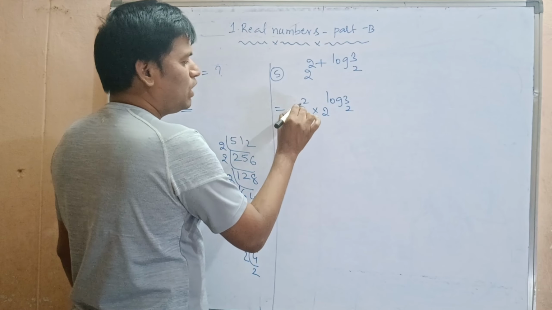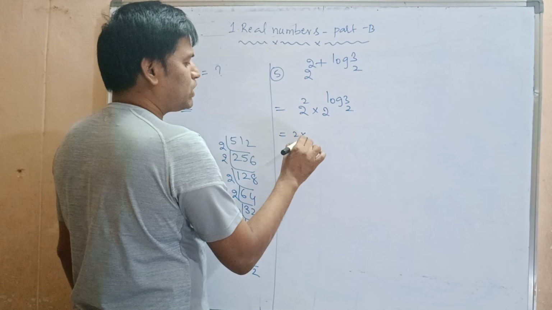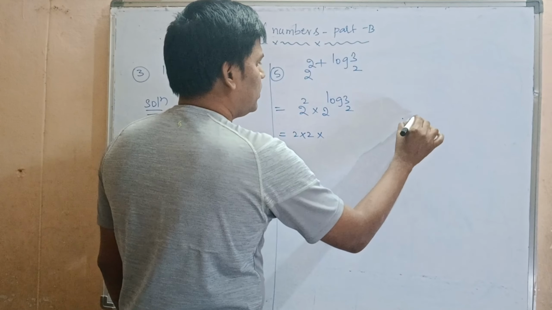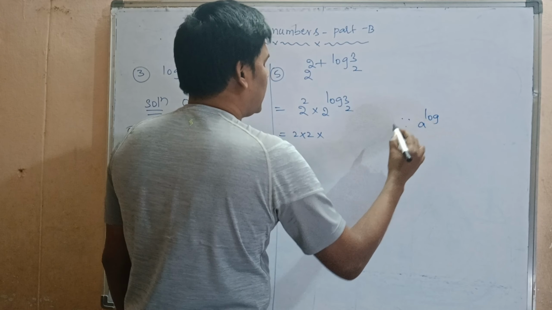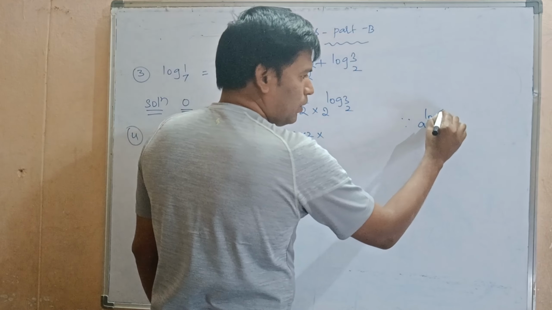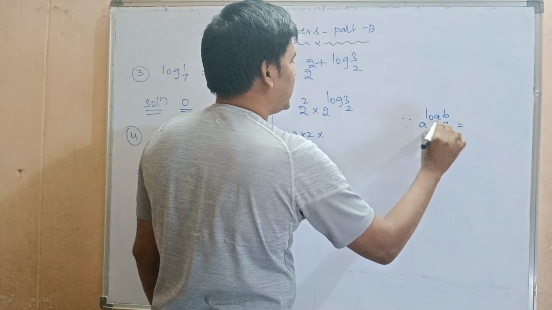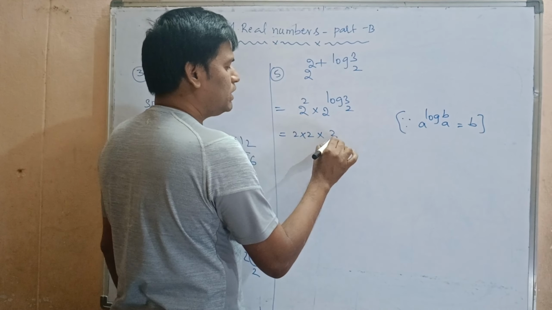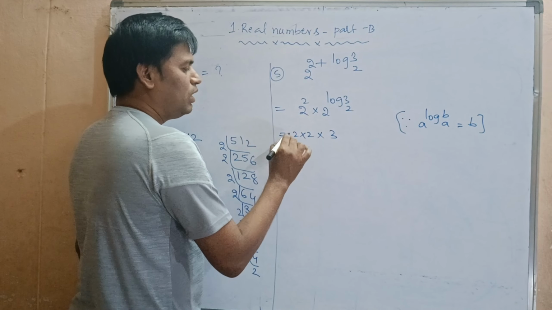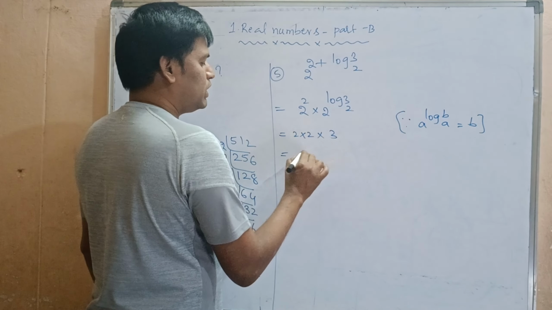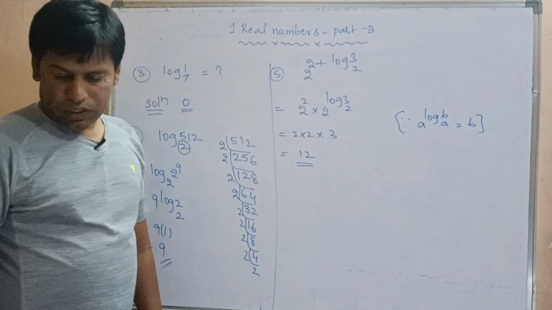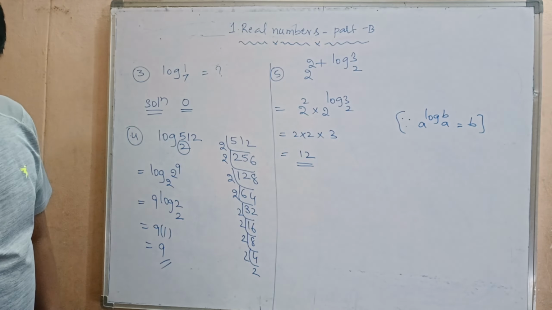Now you can observe here 2 square is equal to, I am writing as 2 into 2 into, here also one formula is there. What is that one? A power of log b base a is equal to b only. So in the form I am taking here, that is 3 only. Now you can observe 2 to the 4, 4 is the 12. It is your answer.